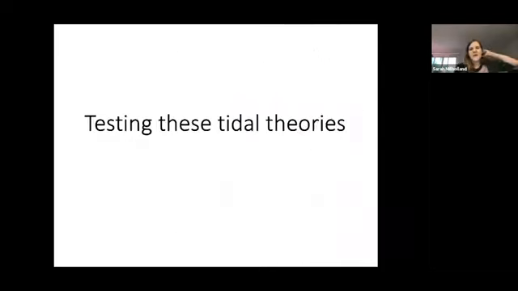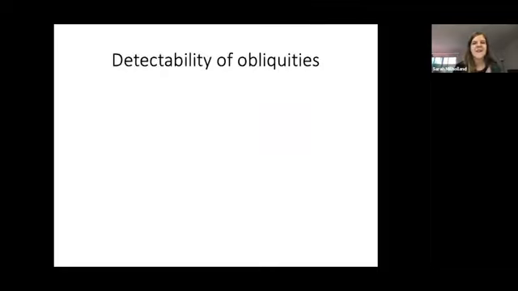Okay, so just wrapping up now in these last couple of minutes, I want to talk about how we could test some of these theories. And as far as obliquity tides, the most obvious and cool thing to do would be to try to observe a planet's obliquity directly. As I mentioned in the beginning, this is still really challenging, but there are some techniques that should prove fruitful going forward.